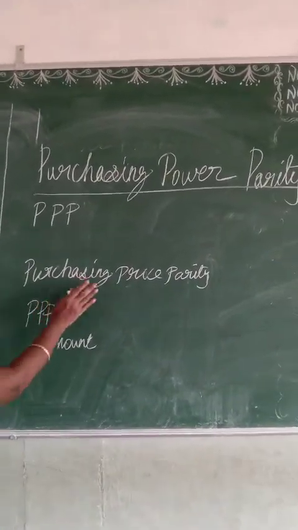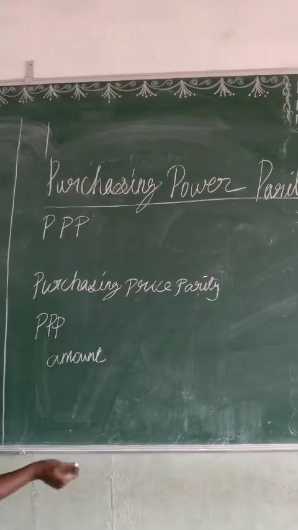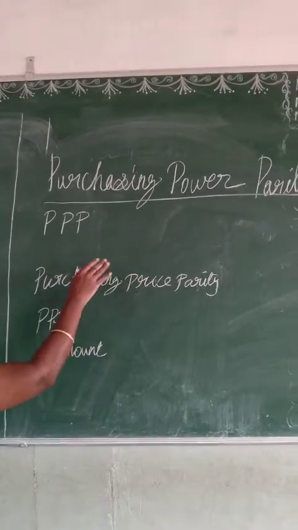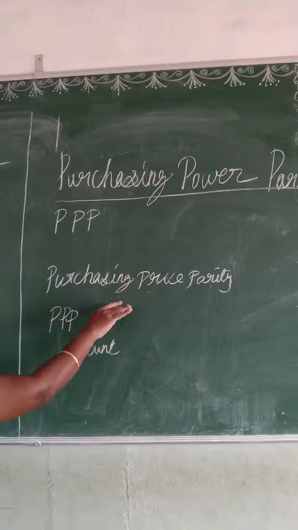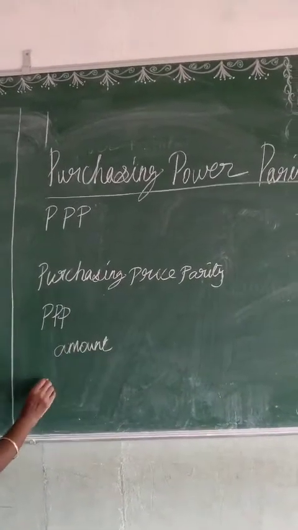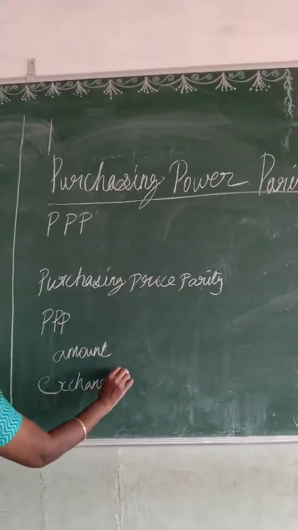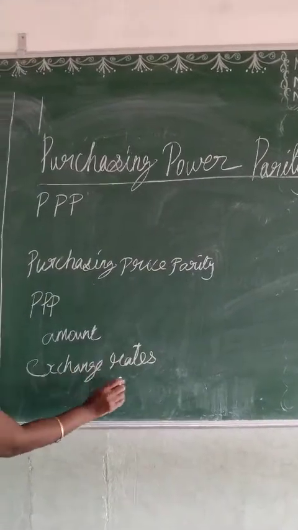Students, what is purchasing power parity? Purchasing power parity is an economic theory that estimates the amount that needs to be adjusted to the price of an item given exchange rates, the exchange rates of the two countries.